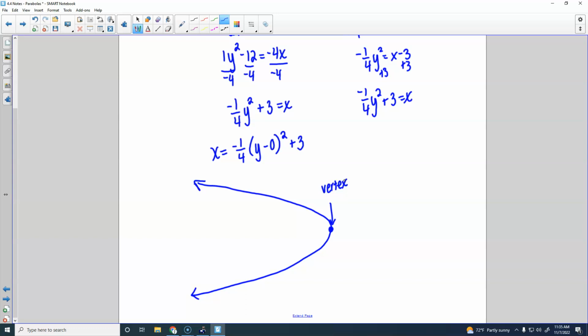All right, Owen, what's my vertex going to be? 3, 0. Careful. That will get you off. Okay, so 3, 0 is our vertex.